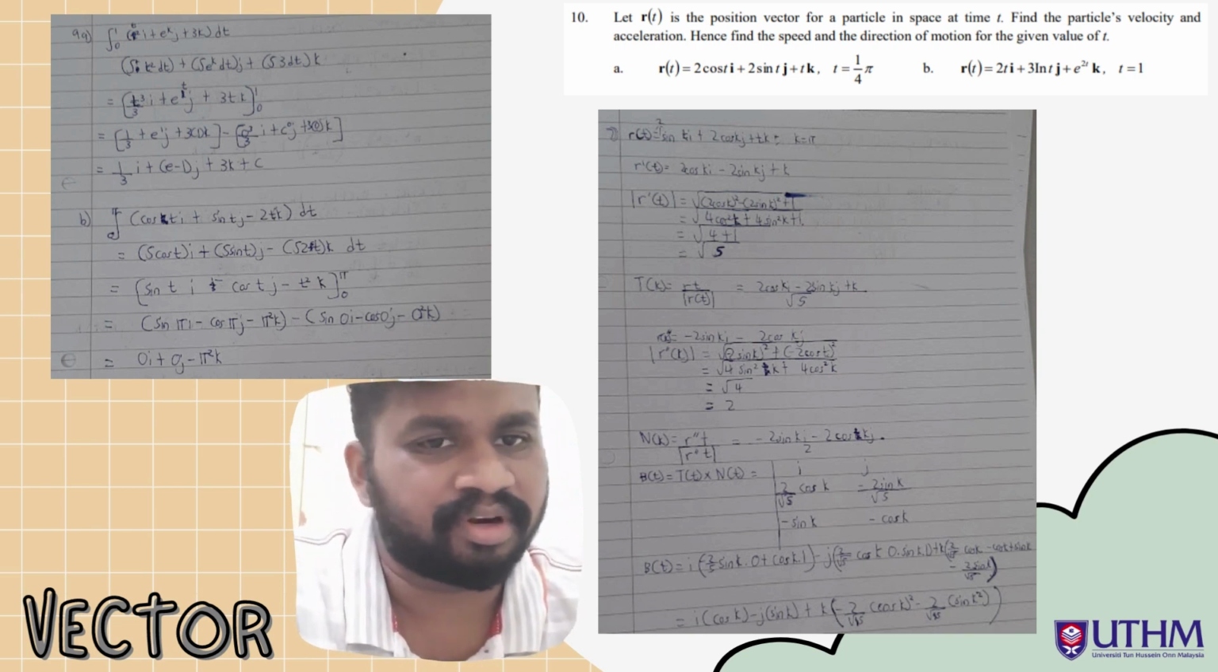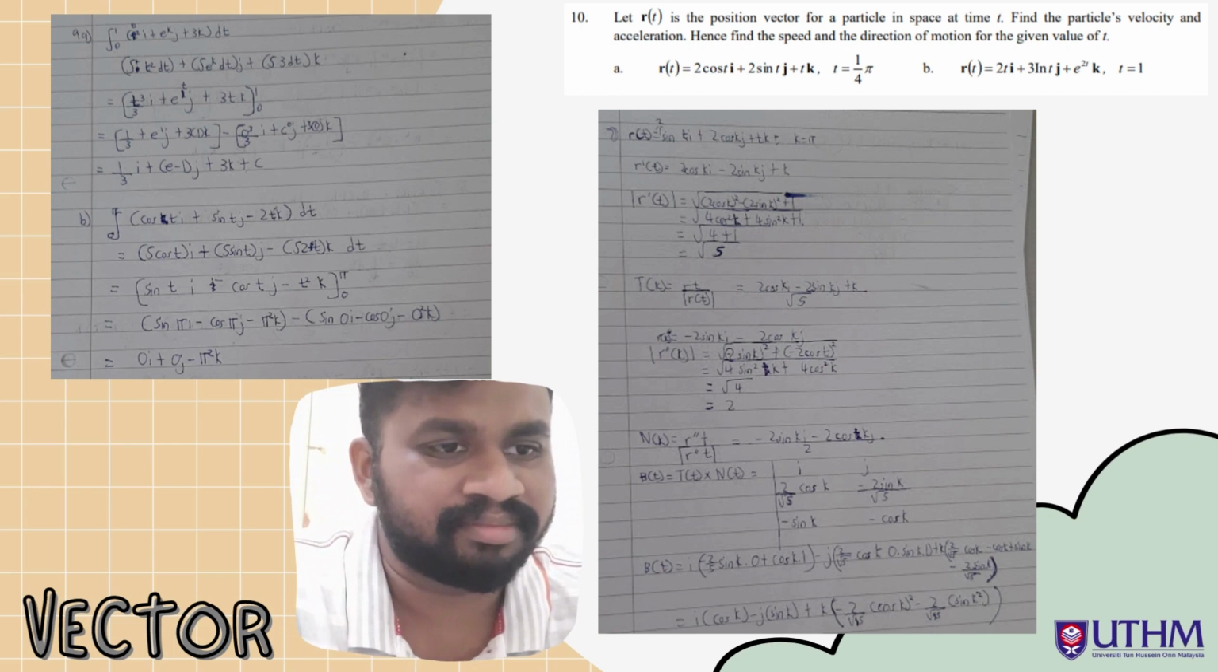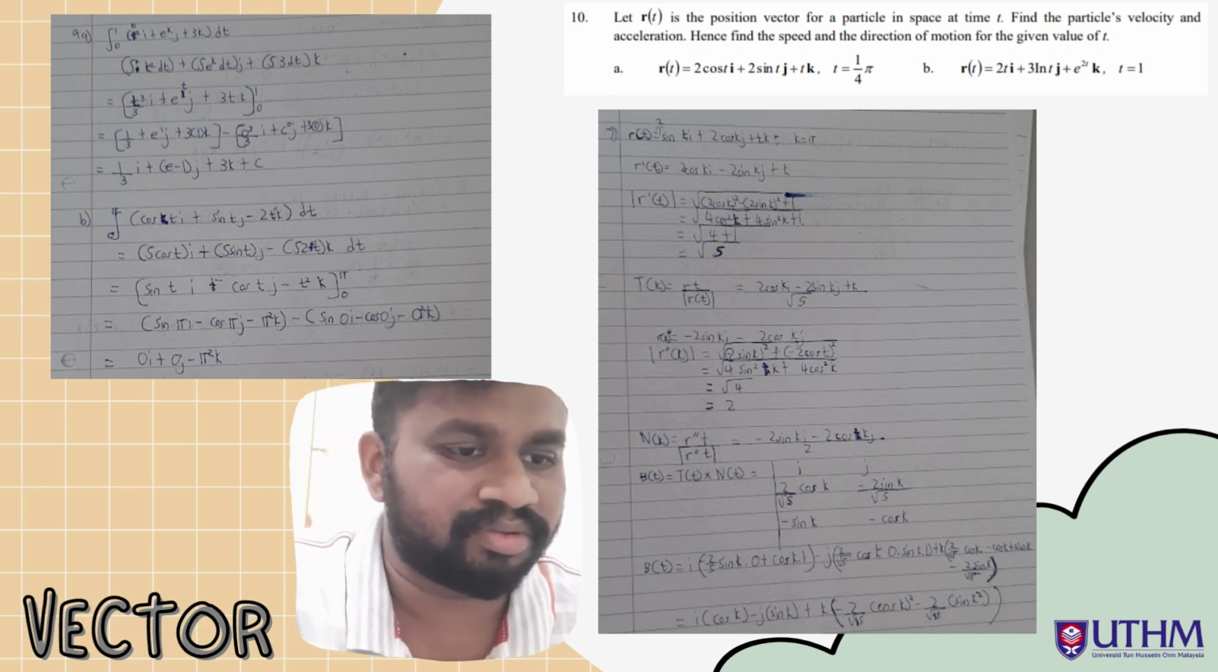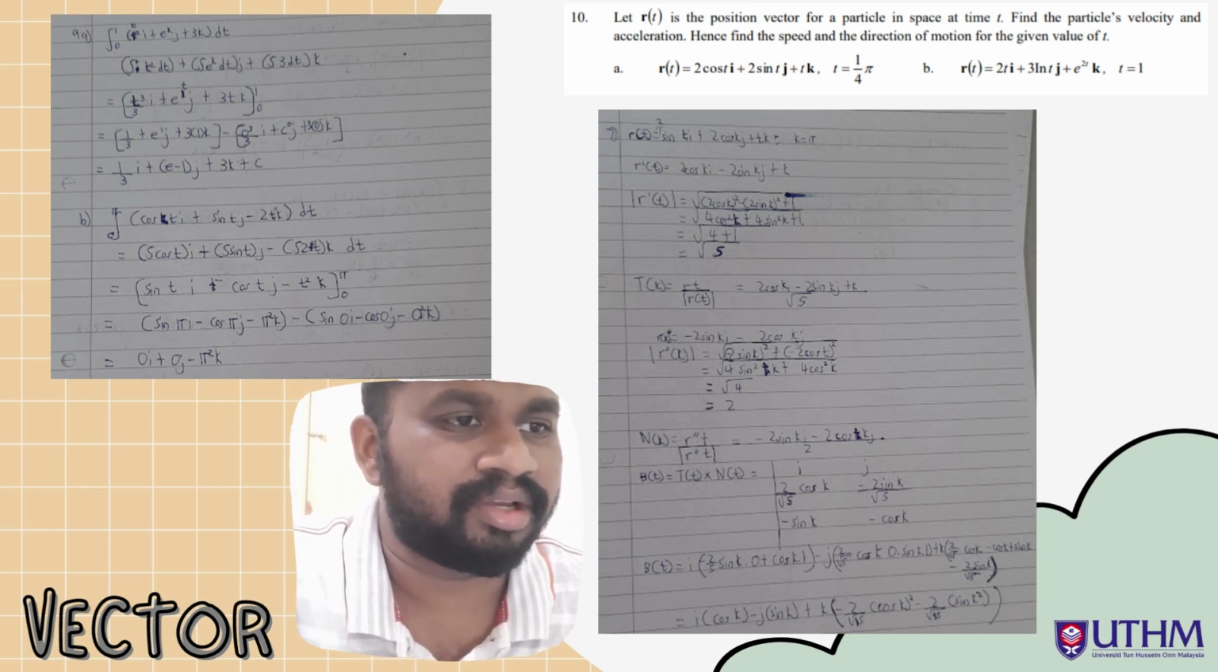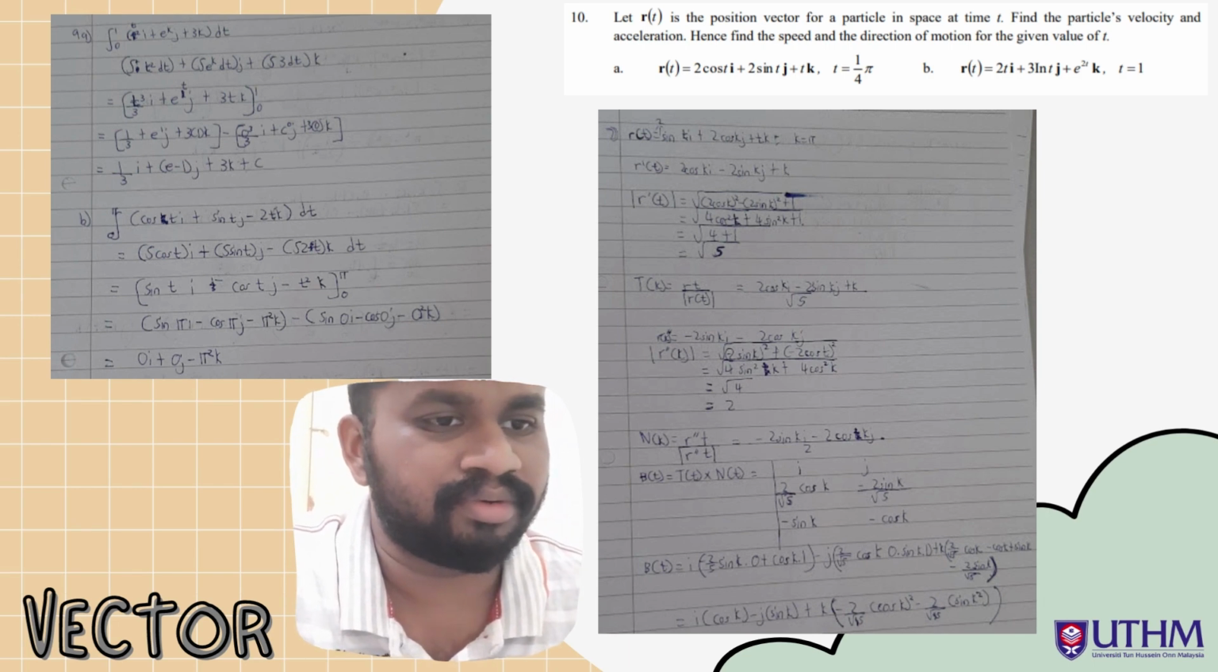So this is the solution for 9a. Next we go for 9b. The question for 9b is r(t) equals cos t i plus sin t j minus 2t k. So I have to write its value. So you have to select it.